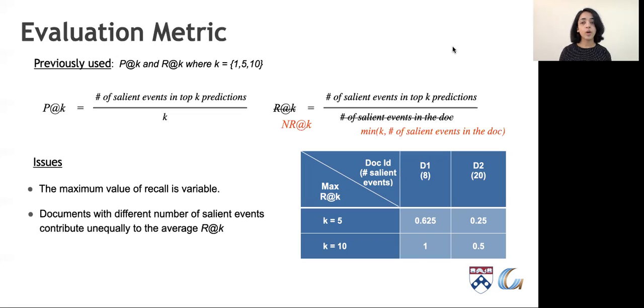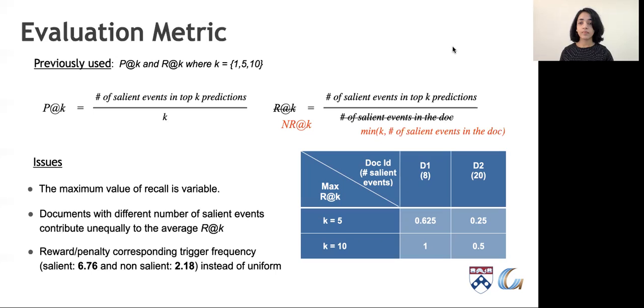So we propose a normalized recall at K instead, which has a maximum value of 1 for all documents, and different documents contribute fairly to the average recall. Additionally, as shown in the global features, the trigger frequency of salient events is more than non-salient events, on an average 6.76 versus 2.18. So if a model has very good co-reference ability, more frequent events will influence the results more.